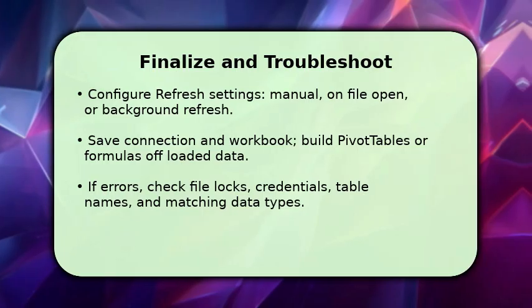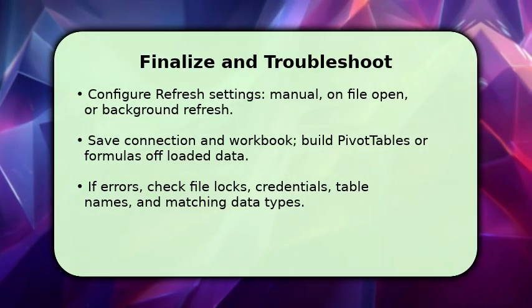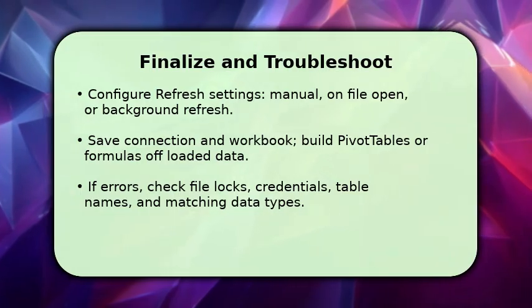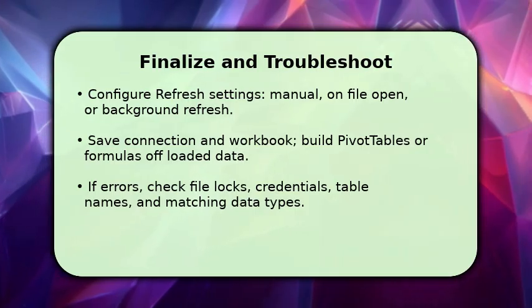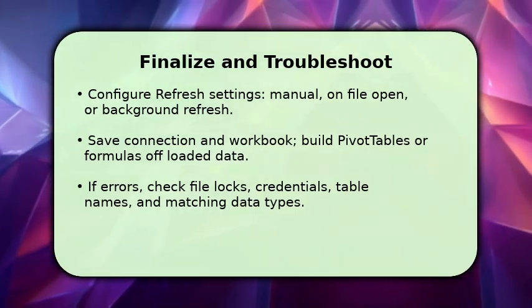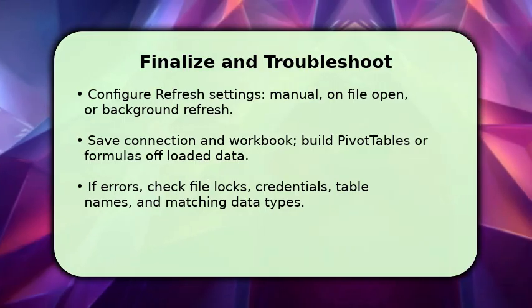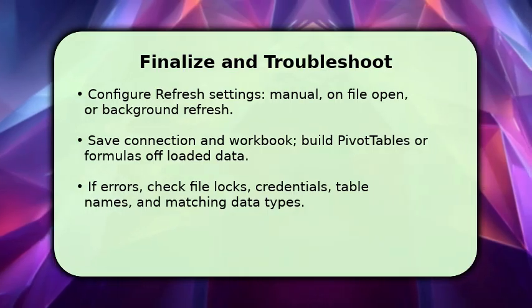Save the connection and workbook, then build pivot tables, charts, or formulas using the loaded table or data model. Make sure relationships in Access are reflected by using queries or by building relationships in the data model. If something goes wrong, check if the Access file is open or locked. Verify credentials and table names, and confirm column data types match between sources.